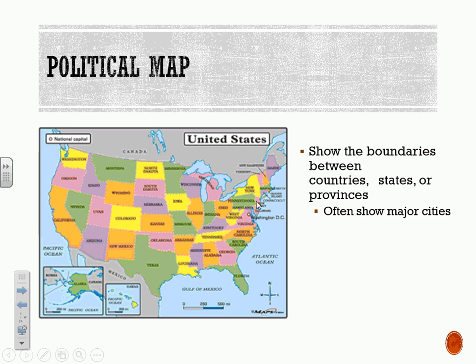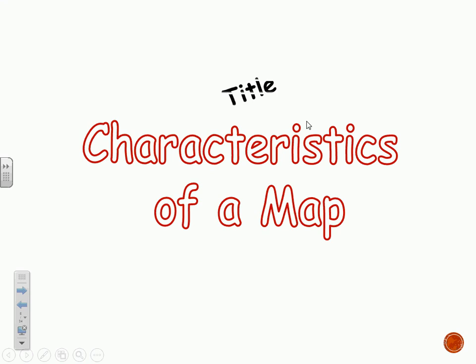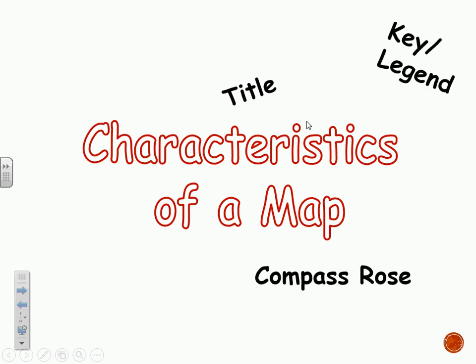So again, a political map shows the boundaries between countries, states, or provinces. So you're writing this down for your definition. So we have a physical map that shows the physical features and a political map that shows the boundaries. So there are different characteristics of a map, different things that all maps typically have.